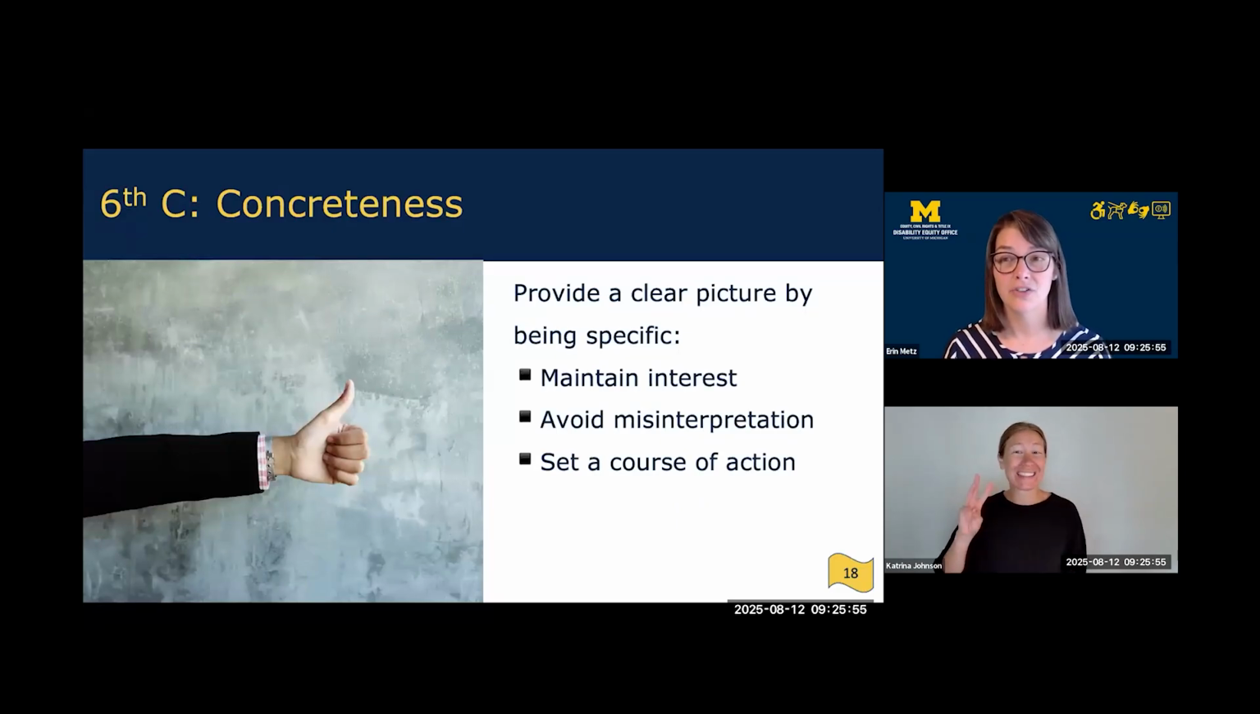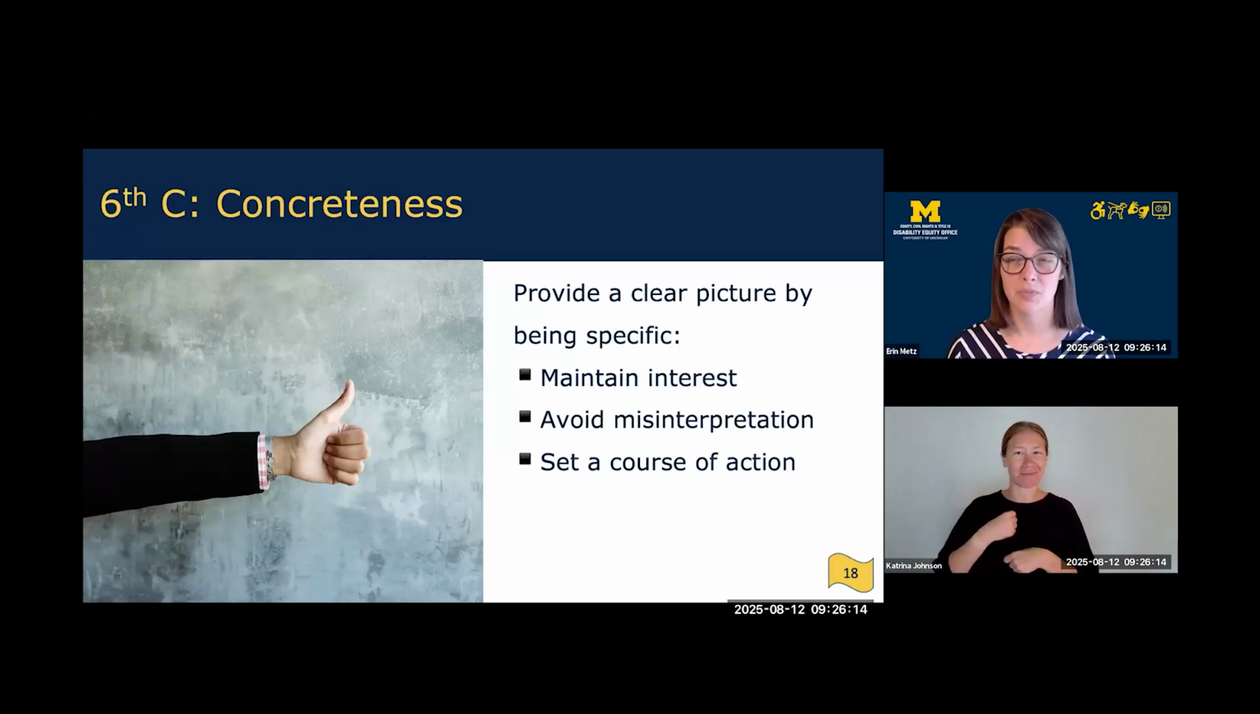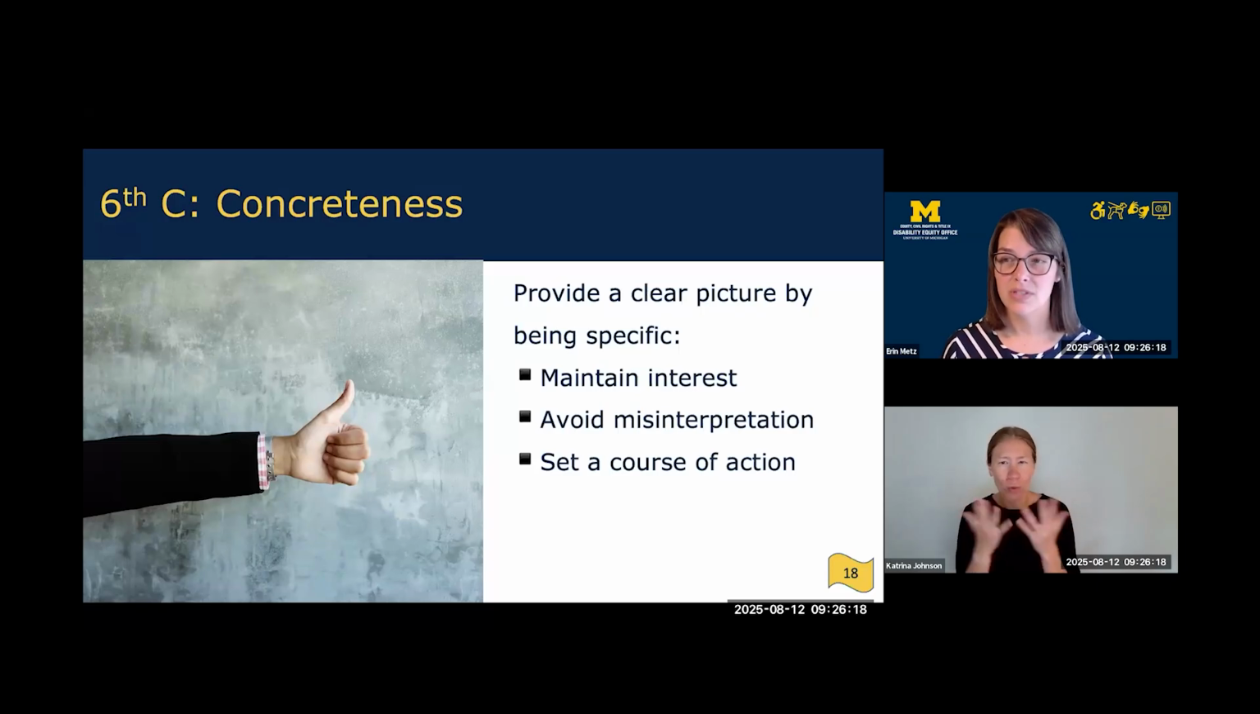The sixth C is concreteness. Concreteness involves providing specific details and clear examples to paint an accurate picture for your audience. Being concrete helps maintain the listener's interest, reduces the risk of misinterpretation, and makes it easier for others to understand exactly what's being requested or being discussed. This clarity supports effective decision making and sets a clear course of action.